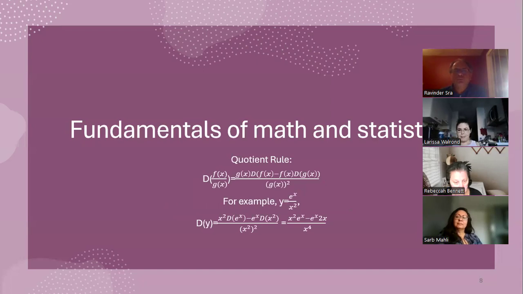That's the quotient rule. Quotient rule means the division of two functions. The derivative of f(x) over g(x) is g(x) times the derivative of f(x), minus f(x) times the derivative of g(x), divided by g(x) squared. I again give one example here, the derivative of this function, with x square and e raised to x.